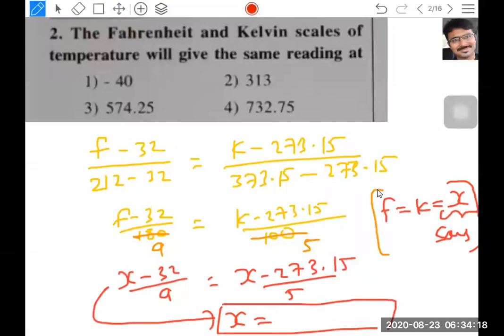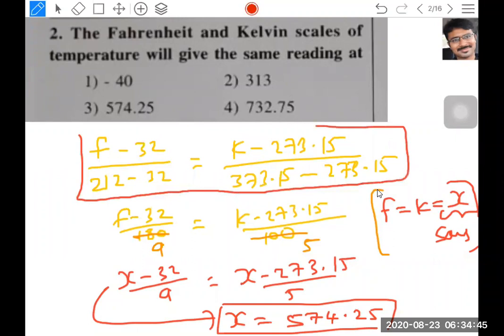If you solve the above line, you'll get the answer. Generally, we can remember this answer also: 574.25. This is the answer. This is a standard value. It can't change, because when the Fahrenheit and Kelvin scales are the same, the readings will not change. The answer is a fixed value. You can take it as 574.25. We did nothing special here. We just took the formulas, equating Fahrenheit and Kelvin. We already discussed these formulas. We equated the Fahrenheit formula and the Kelvin formula and got the value of X. I hope you are clear with this second problem.